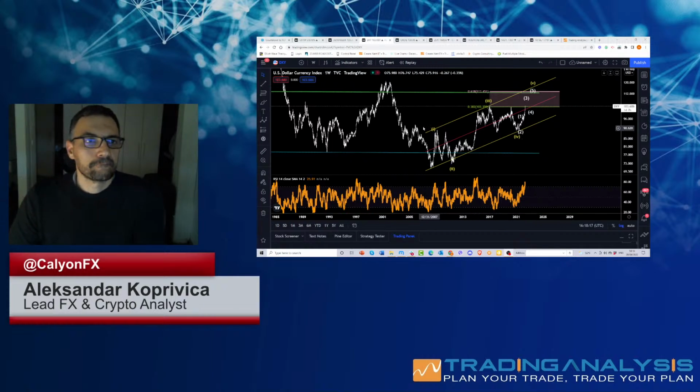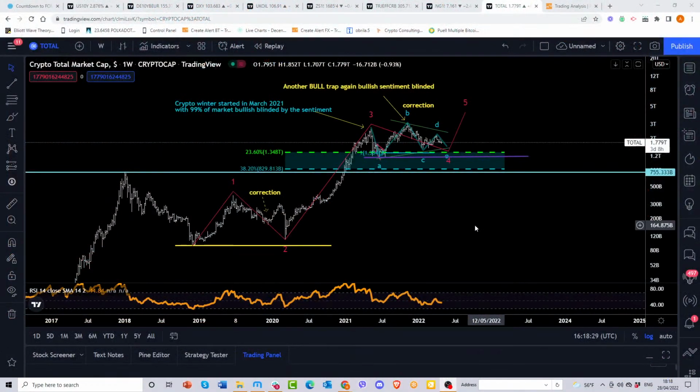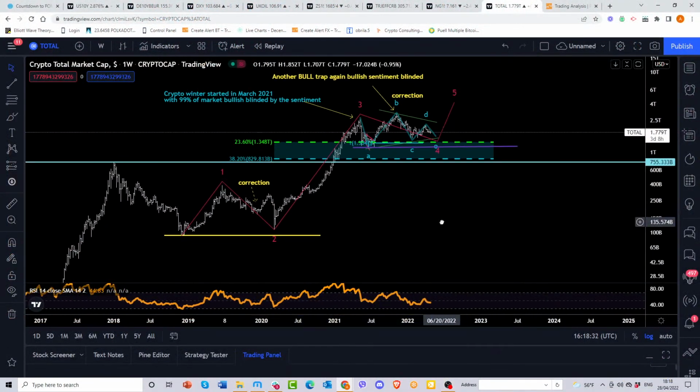So switching to cryptos, not much news in cryptos. As you know, cryptos are pretty much still in some type of consolidation. We are looking at the total crypto market cap, and there is a wave 1 and 2 up, and 3, 4, and 5. We are still looking at this unfolding into a potential triangle consolidation. We are not breaking this key 23.6 level. We are trading at 1.77 trillion. We are not going to change this wave count for now.